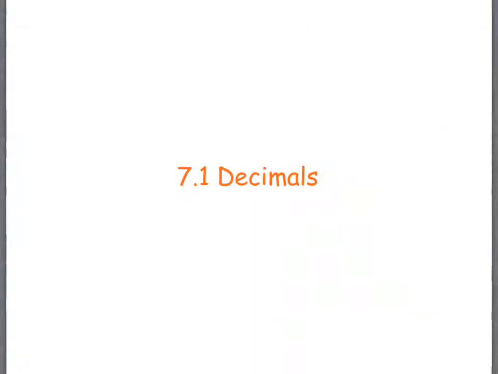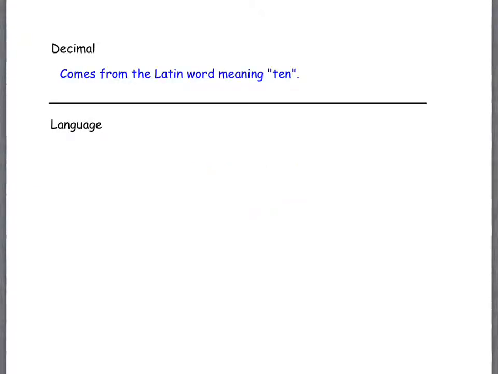Section 7.1 starts our whole chapter of Chapter 7, which we're talking about decimals. So to start with, we're going to talk about the word decimal. The word decimal comes from the Latin word meaning 10. So this DEC at the beginning is what you're getting the 10 from on the Latin word. Okay? So the language that we use for decimals, we're going to talk about in terms of some language that's used for whole numbers as well.